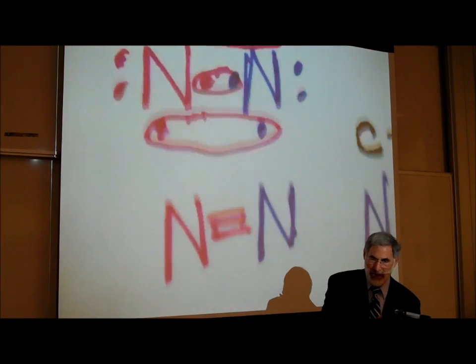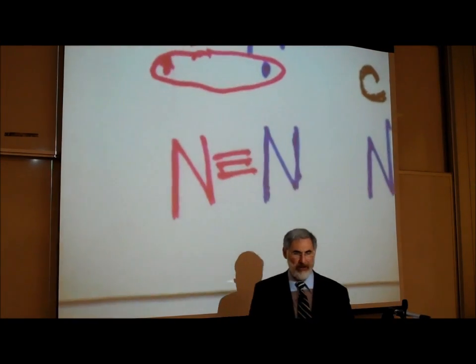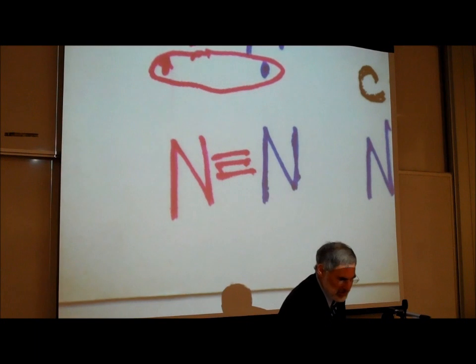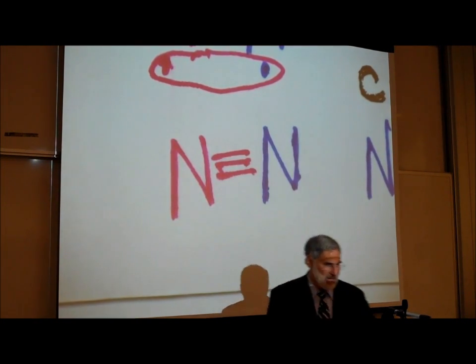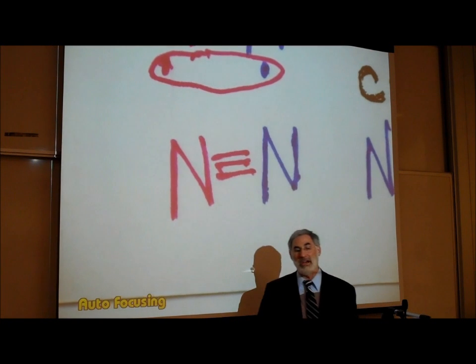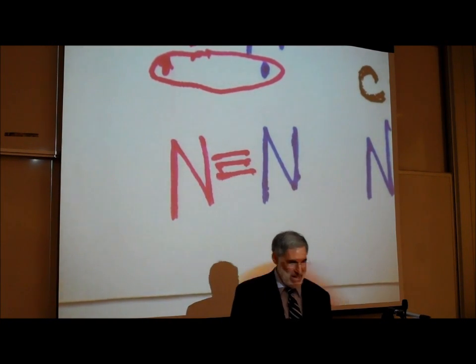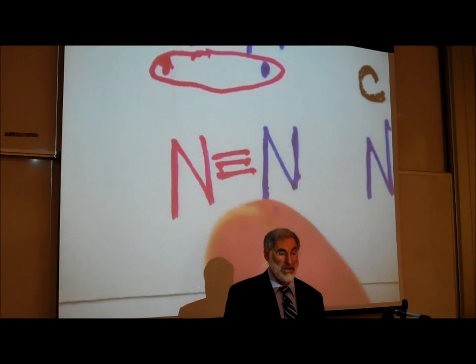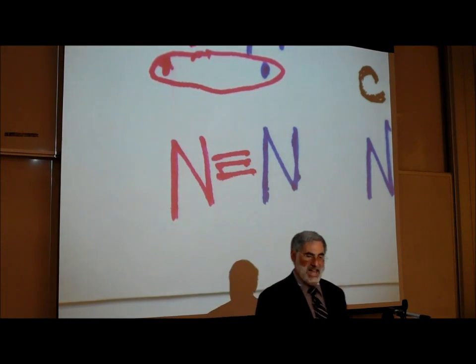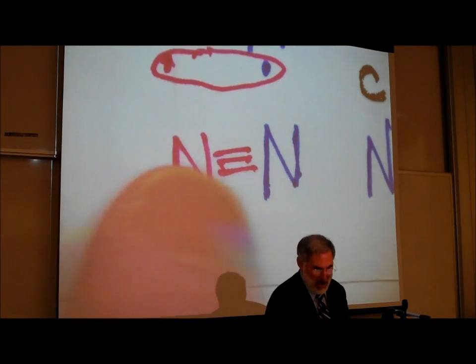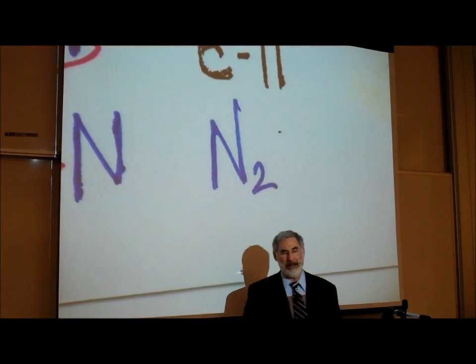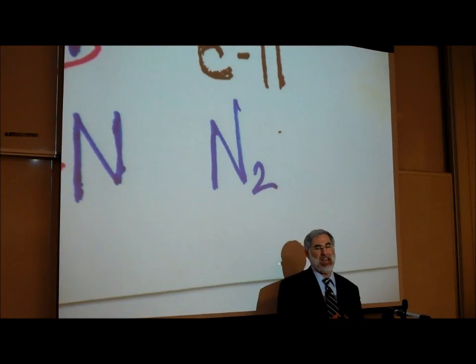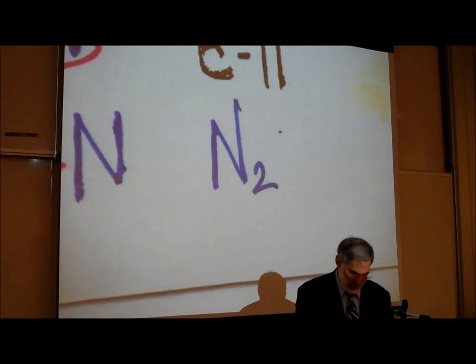This could also be represented this way. Here, we've drawn 2 nitrogens, 2 Ns, and we drew 3 lines between them. Each line represents sharing of 1 electron. So they're not sharing 1 electron, they're each sharing 3 electrons with the other. That's called a triple covalent bond. Or we could just write it N2. A nitrogen molecule is made up of 2 nitrogen atoms, each sharing 3 electrons with the other.